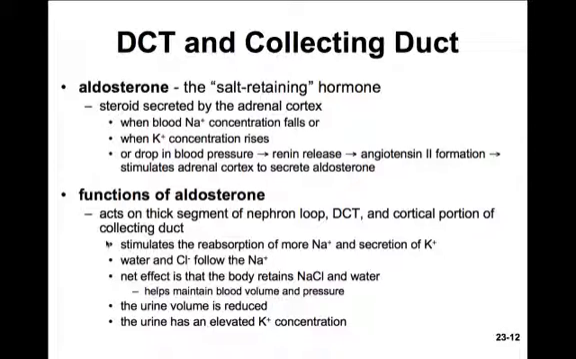The net effect of that is that the body's going to retain sodium chloride and water. There's going to be more potassium in the urine. Because water has left the tubule, we're going to see that urine volume is reduced. And we also see that because of these effects, aldosterone helps maintain blood volume and pressure. So aldosterone is the salt-retaining hormone, thus the water-retaining hormone.